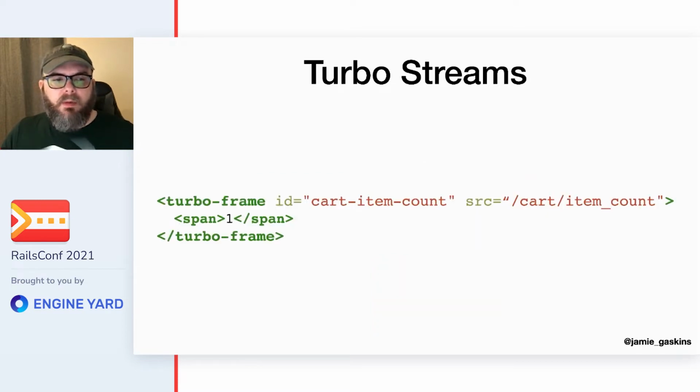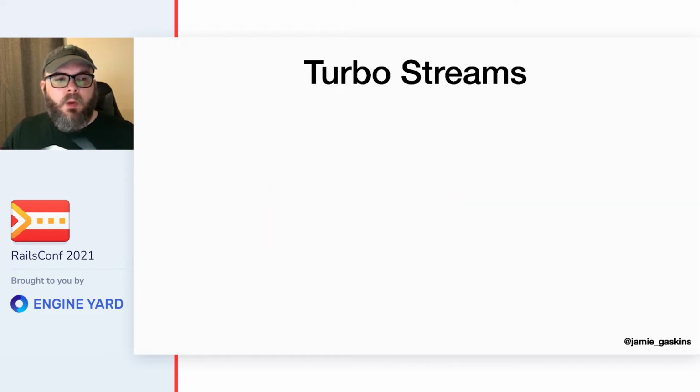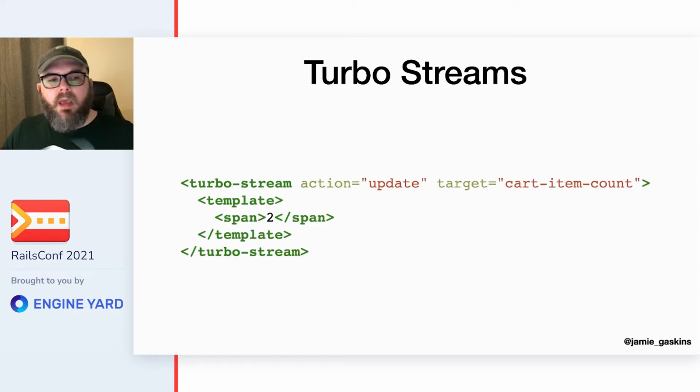This is the turbo frame for our cart item count after it's been rendered on the server. Notice that its ID is cart item count, and that's an important piece of information. When we set our response MIME type to be a turbo stream response with this content type header, and then our turbo stream payload looks like this.